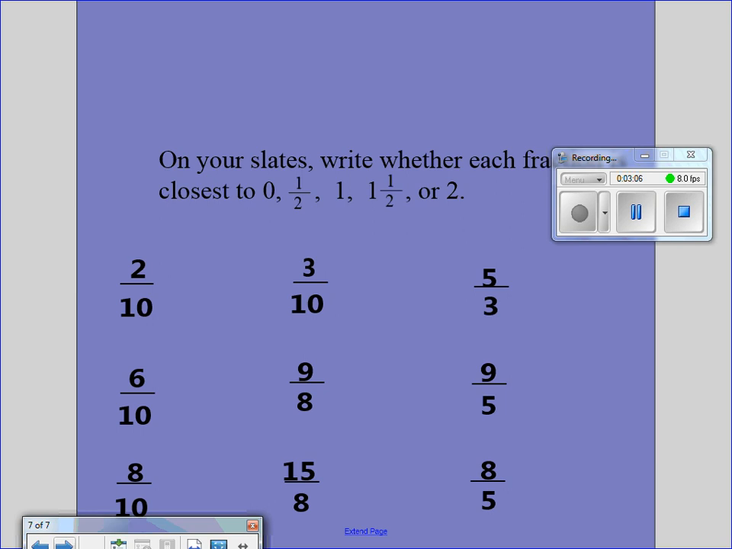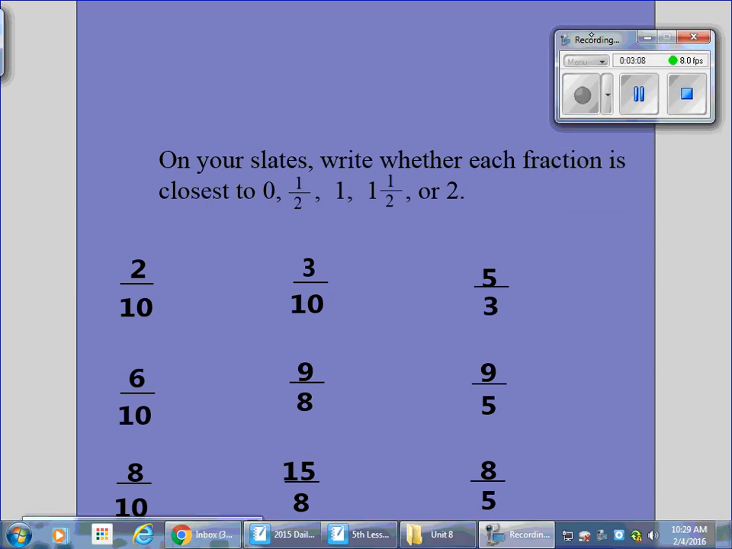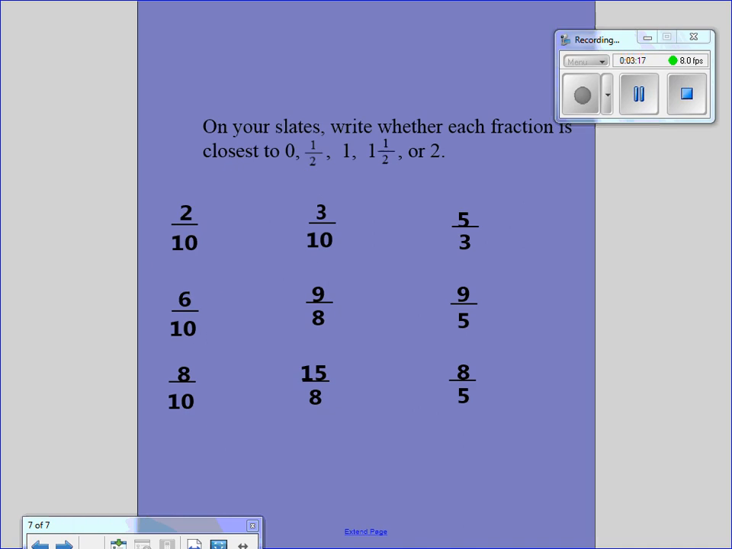Okay, let's take a look here. Last set here. On your slates, write whether each fraction is close to 0, half, 1, 1 1/2, or 2. Let's take a look at some of these numbers here. 2/10. What would be half of 10? Half of 10 would be 5, so 5/10. 2 is closer to 0 than to 5. 6/10. Half of 10 would be 5/10. 6 is closer to 5, which means this is closer to half.